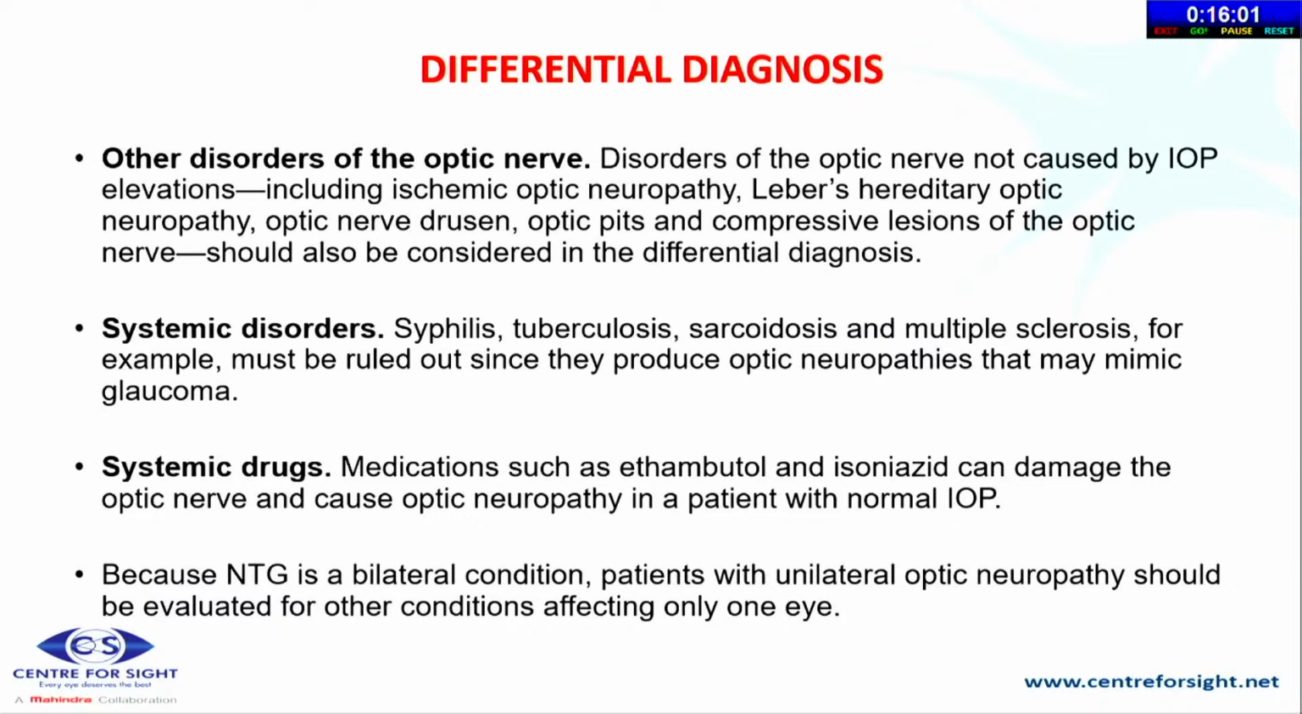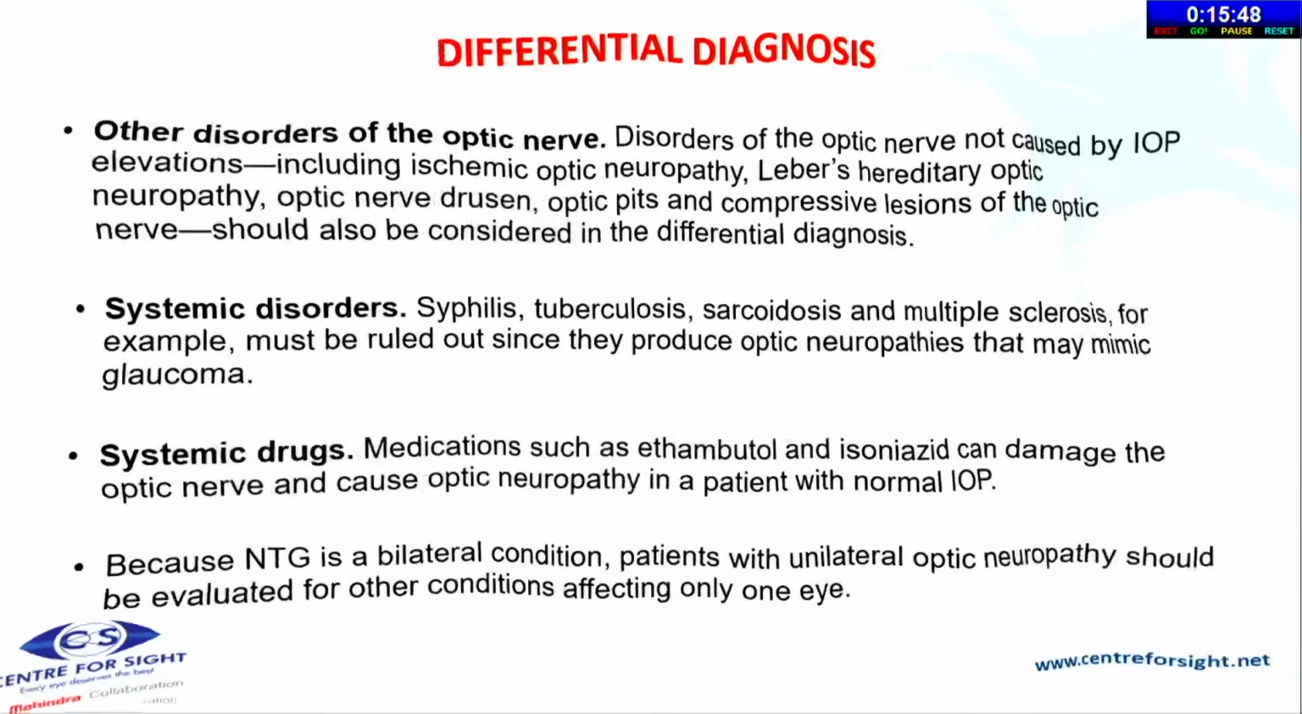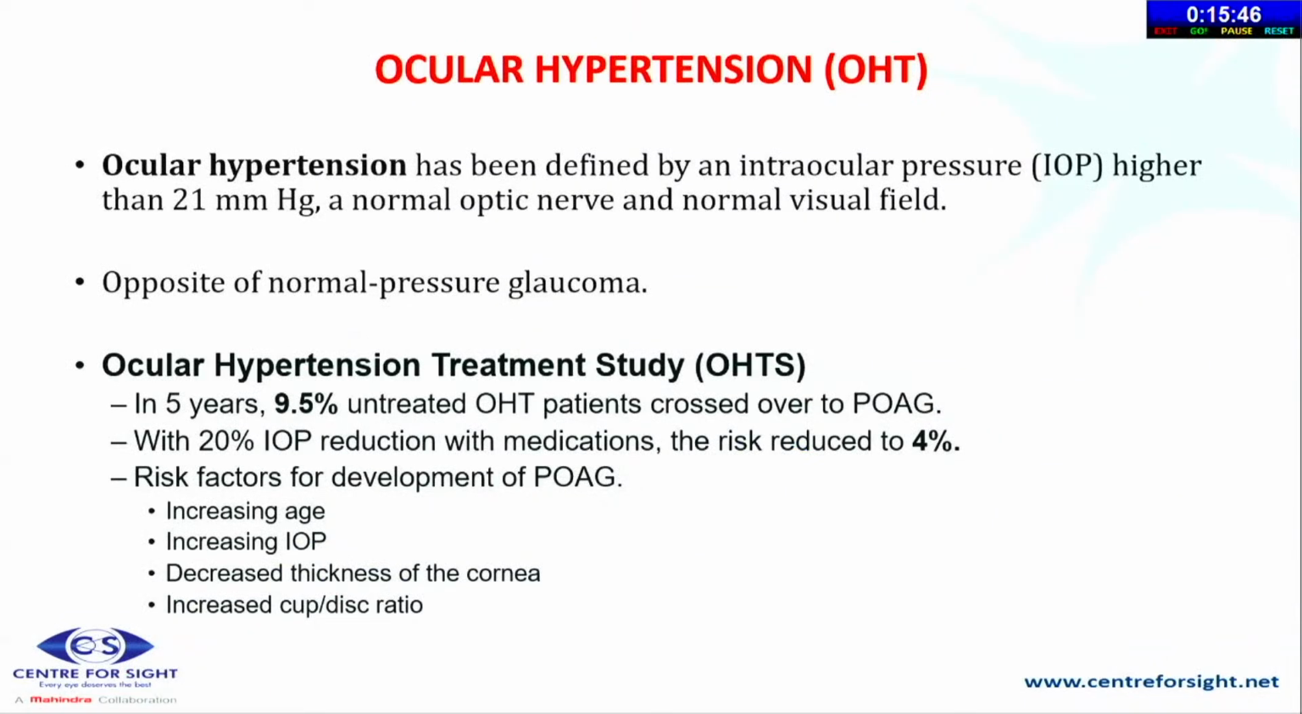which would mimic glaucomatous damage. And because NTG is a bilateral condition, in patients with unilateral optic neuropathy, other conditions should be ruled out. Coming on to ocular hypertension, it's sort of the opposite of NTG, where the intraocular pressures are high, but there is no optic nerve head or visual field damage.